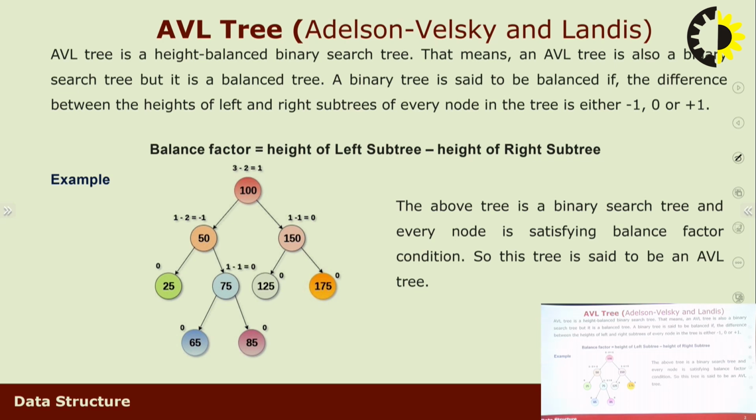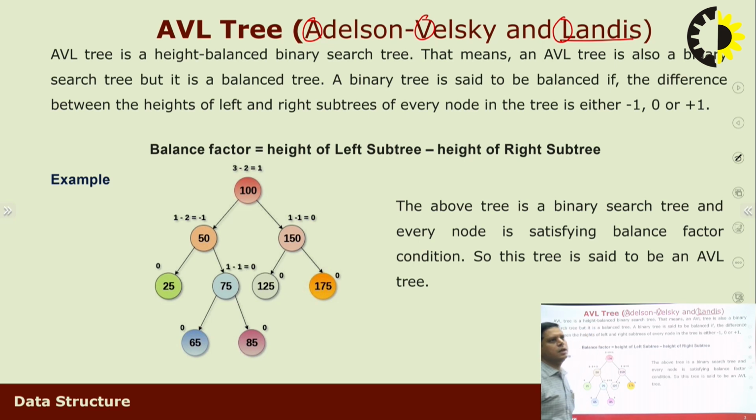Now first of all, the question comes, why is it so called? It is named after its inventors. The first author was Adelson-Velsky, and from that name we have taken A and V, that is AV, and the second author was E. Landis, and from this name we have taken L. So that's the reason it is called AVL tree, and it was developed in 1962.